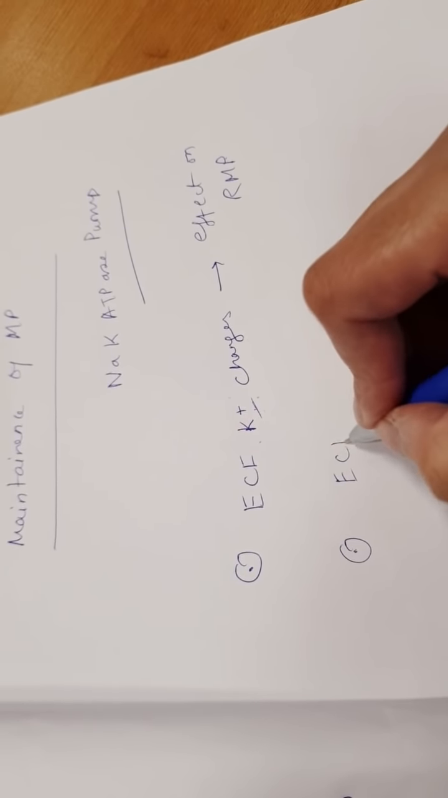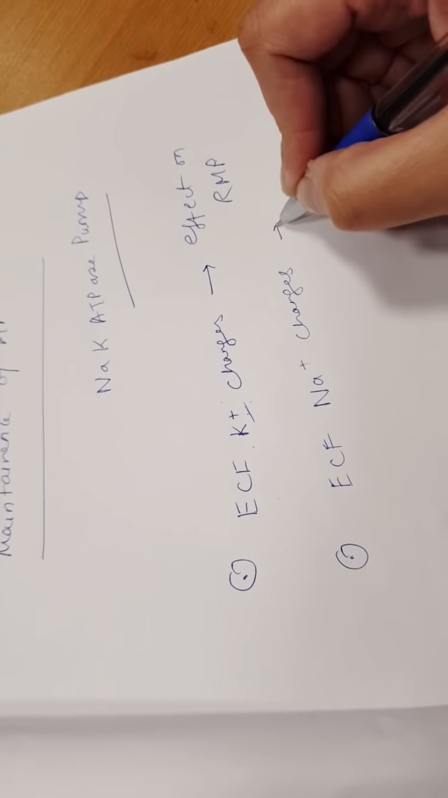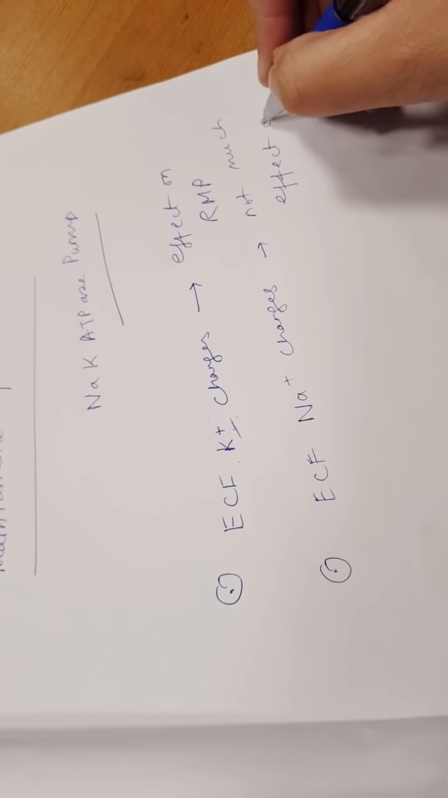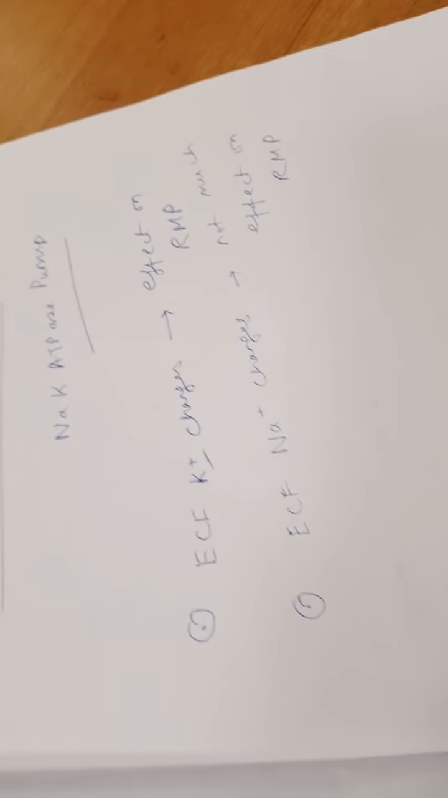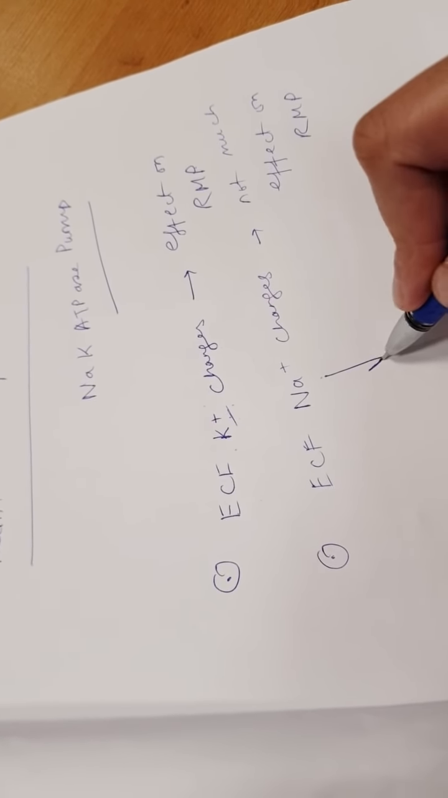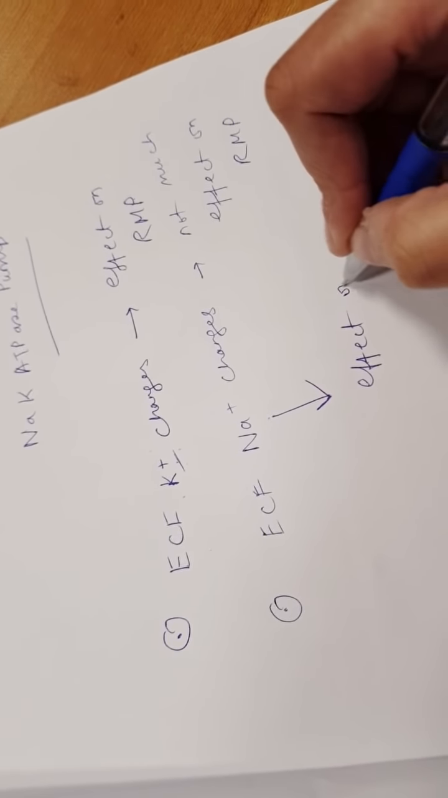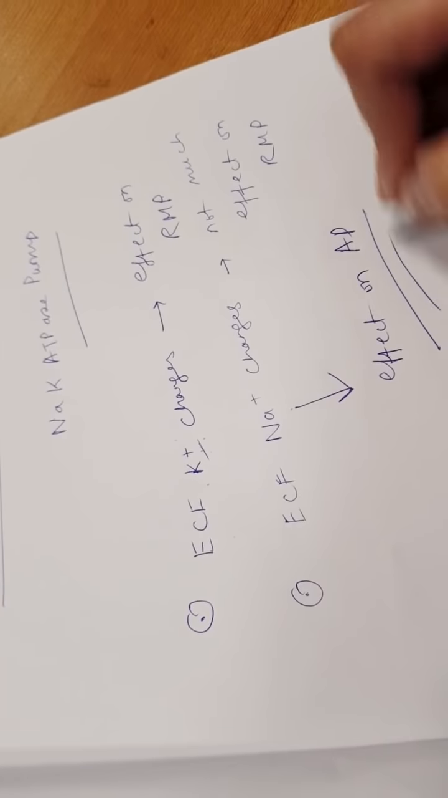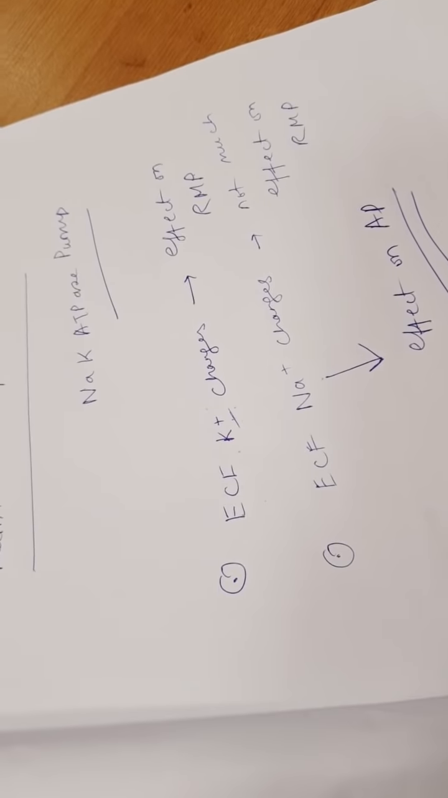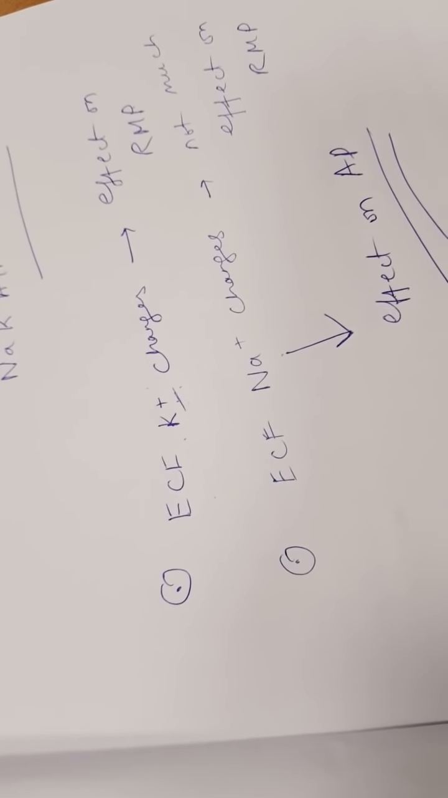Now if ECF sodium changes, there is not much effect on RMP because its contribution is very less. But sodium ECF changes cause an effect on the action potential. We will talk about this later. So ECF potassium causes an effect on RMP, but ECF sodium doesn't cause much effect on RMP.